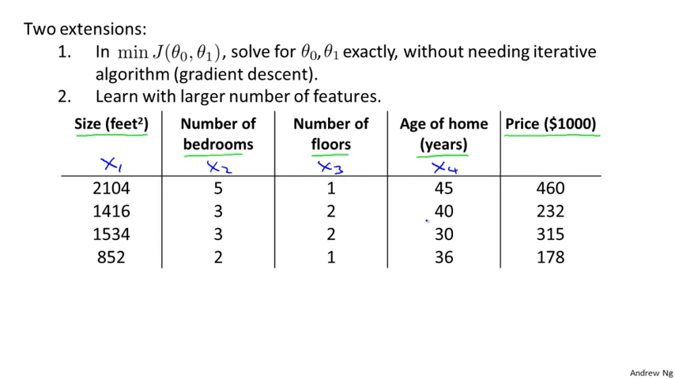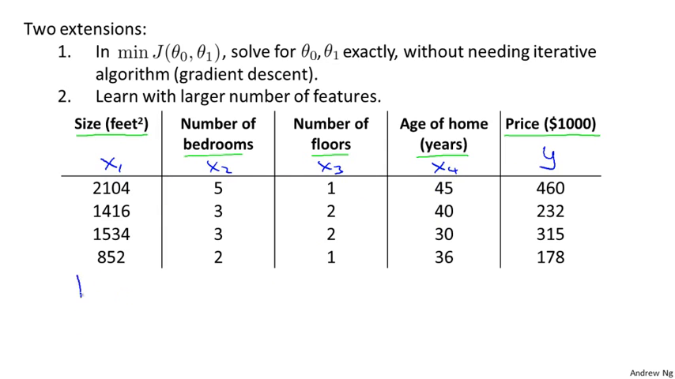In that case, maybe we'll call these features x1, x2, x3, and x4. So now we have 4 features. We want to use these 4 features to predict y, the price of the house. With multiple features, it becomes harder to plot or to visualize the data.